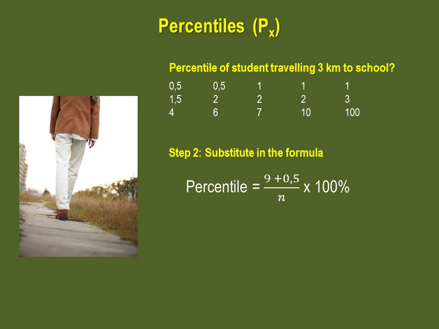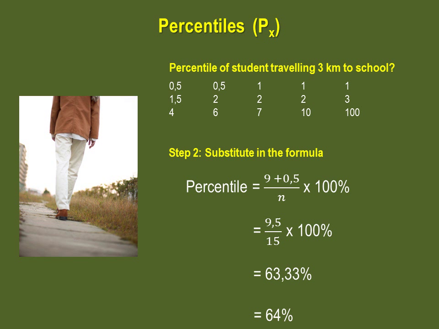So we have 9 values that are lower than the 3 kilometers, to which we will add 0.5. So it gives us 9.5. We divide by 15, which is the number of values in our data set, multiply by 100, gives us 63.33. Unless this is a perfect round value, you must always round up. So we can say that the student that travels 3 kilometers per day travels longer than 64% of his or her colleagues.